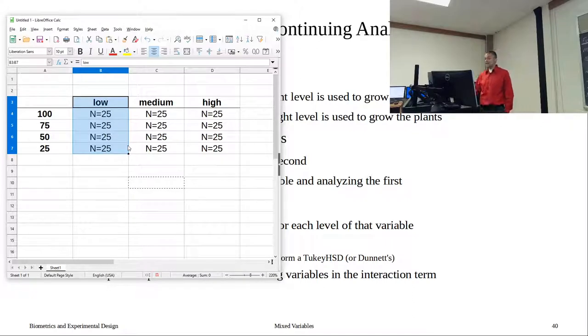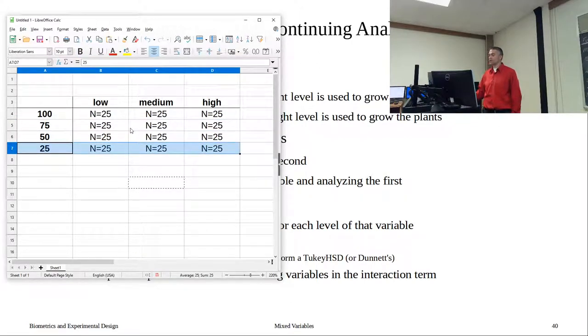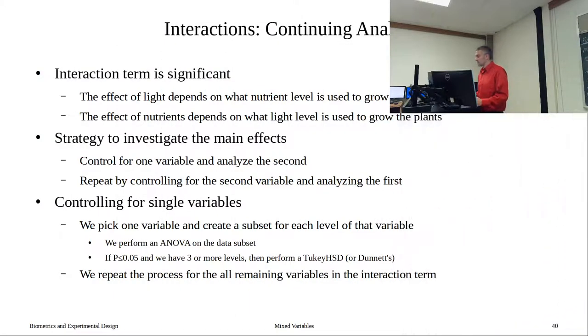After we do that, then we're going to control for light. We're going to look across the rows. All right, we're going to do it all four times for all four different light levels. We're going to control for light to investigate the relationship between nutrients and plant heights. All right, so how do we do this?